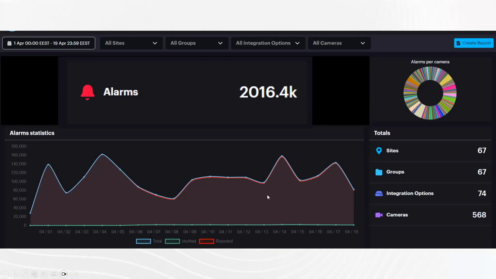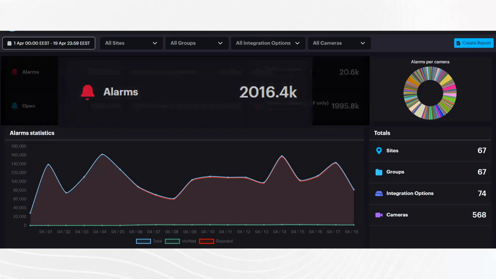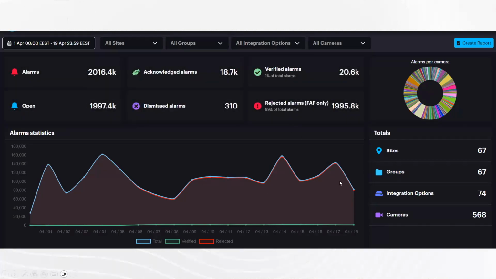And in this situation, for this customer, we limited the number of alarms. We rejected, again, almost 2 million alarms. So 99% of the alarms were rejected because they were false alarms, like moving bushes, some shadows, maybe lighting or rain and things like this. And we had only 1% of verified alarms. Only 20,000 alarms were sent to our situation.